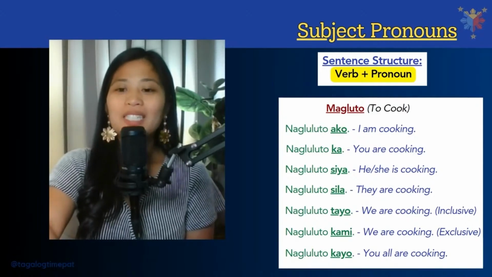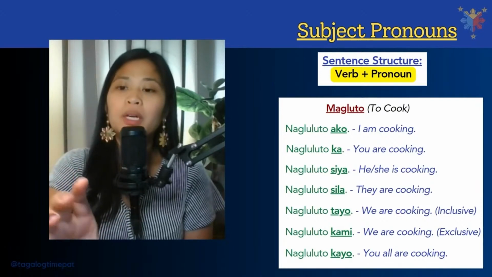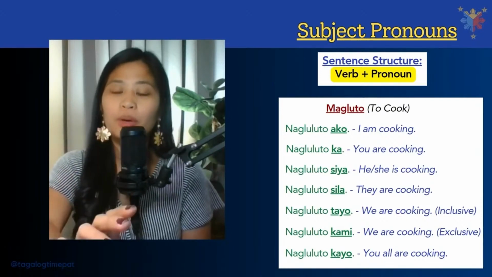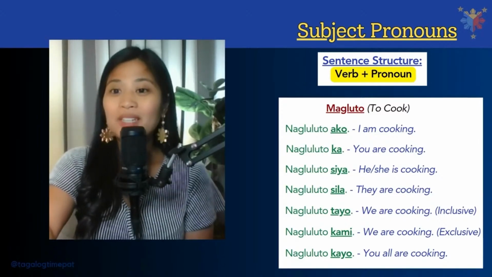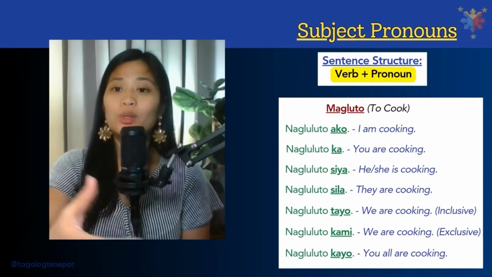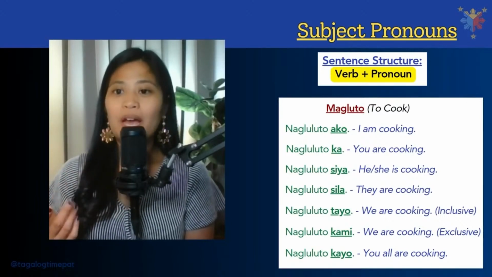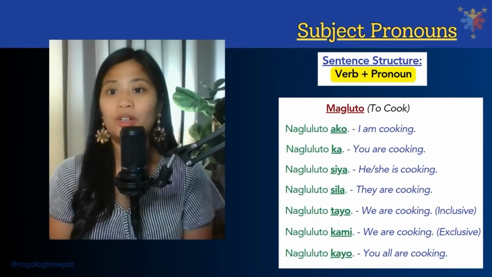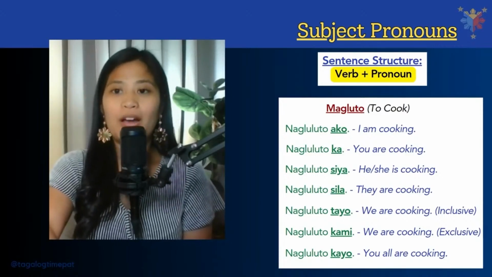All right, so all of these examples just show the simple sentence structure, verb plus pronoun. So the verb goes first, and then the pronoun goes afterwards. It's the opposite of English where the pronoun goes first. Like, I am cooking, I is the pronoun, and then it's the verb cook. So in Tagalog, it's the opposite, verb plus pronoun.